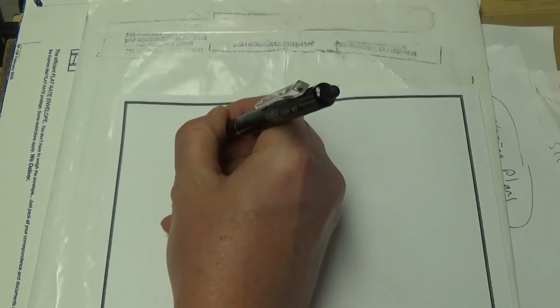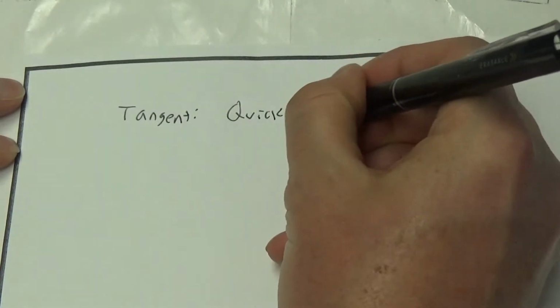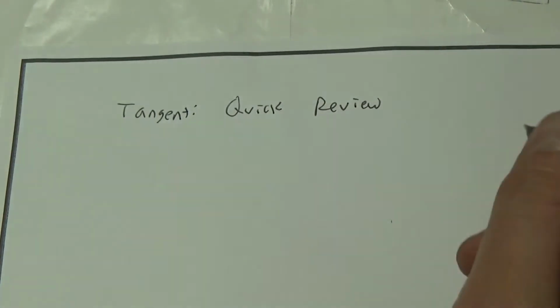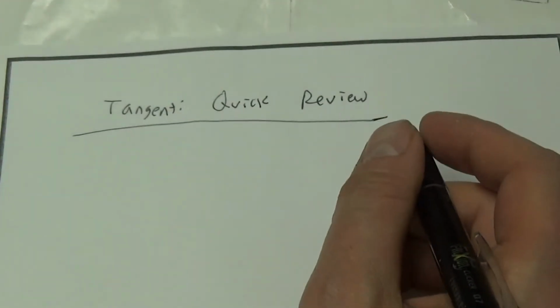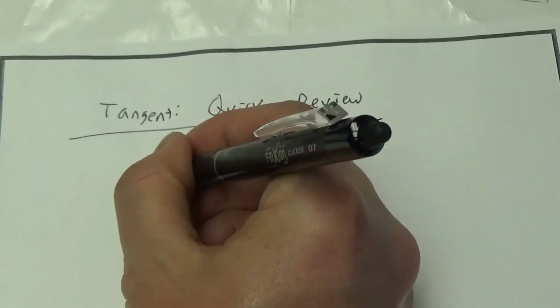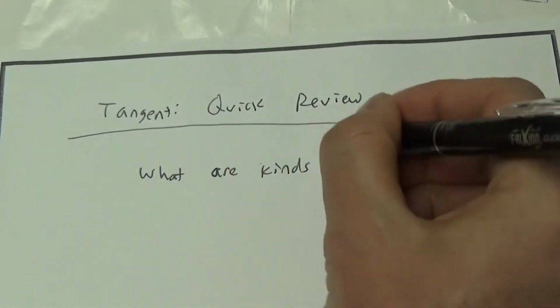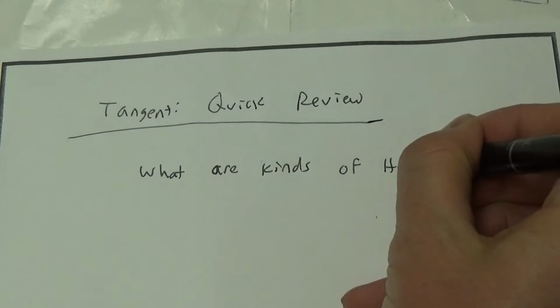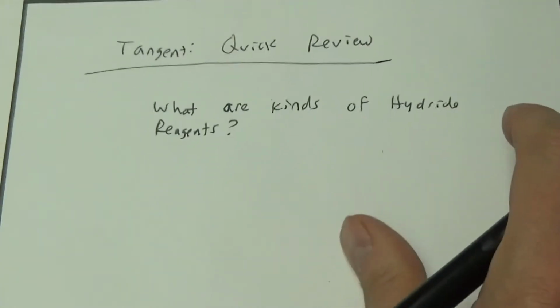All right. So I'm going to take a quick tangent to review a couple of the key things that we already talked about in Chapter 8. Quick review. And then I'll keep going with the Grignard and organolithium stuff. But it's good to just take a step back and remind ourselves where we are. First thing I want to review is what are the kinds or types of hydride reagents. What are the types of hydride reagents?